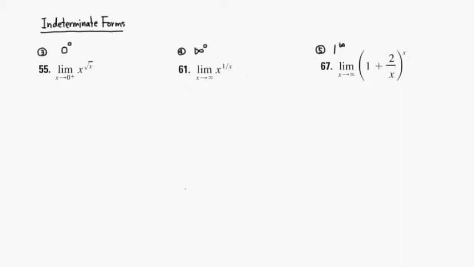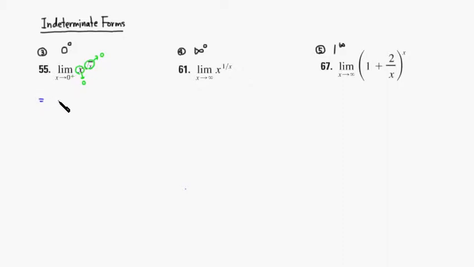Alright, let's look at a few more indeterminate forms. Let's look at the third one, 0 to the 0. If you look at this limit, number 55, as x approaches 0 from the right hand side, the base approaches 0. Of course, the square root of x also approaches 0. So this is one of these forms.